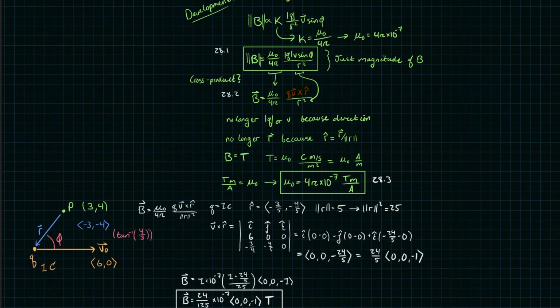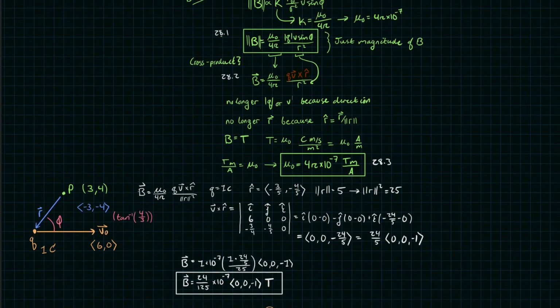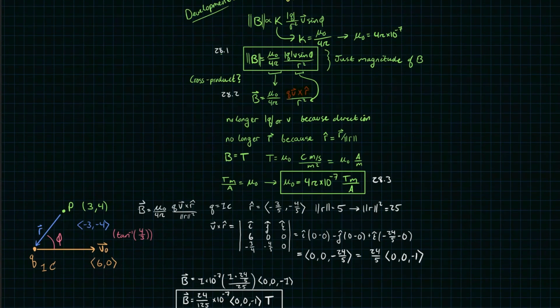All right. So this is just explaining that bit up top. It's no longer R arrow, it's R hat, and no longer q, no longer v, because we want the direction.